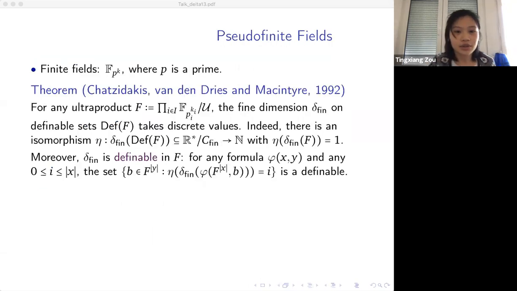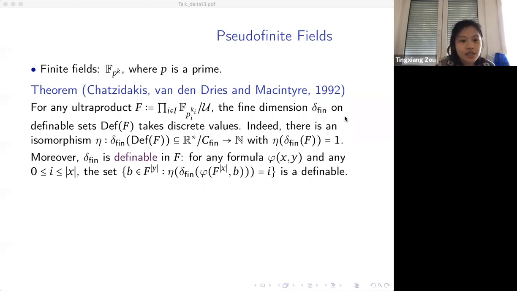Okay, we will talk about the last topic, pseudo-finite fields and pseudo-finite difference fields. Finite fields are of the form F_{p^k}, where p is a prime, so it's characteristic p, and the size of the finite field is p to the power of k. All finite fields are of this form. And there is a theorem from 1992 which says that if you take an algebraic product of finite fields, then the pseudo-finite dimension on all definable sets takes discrete values.